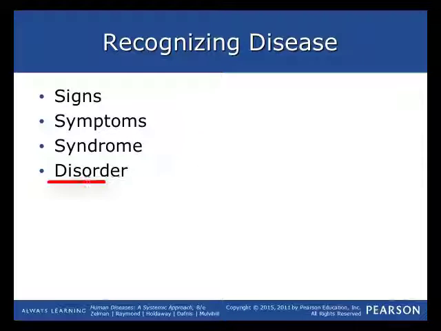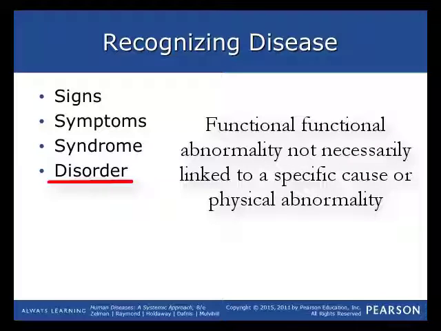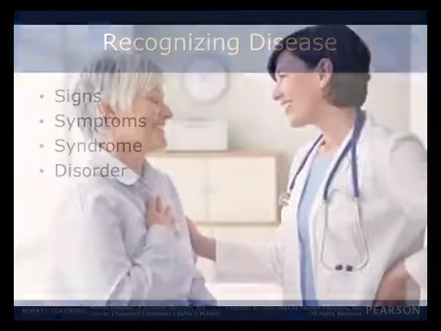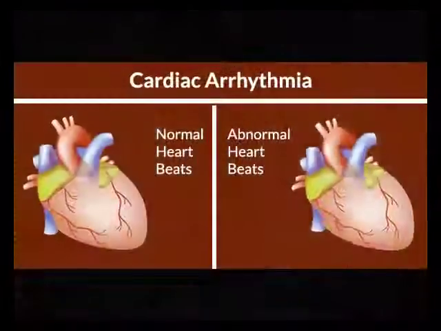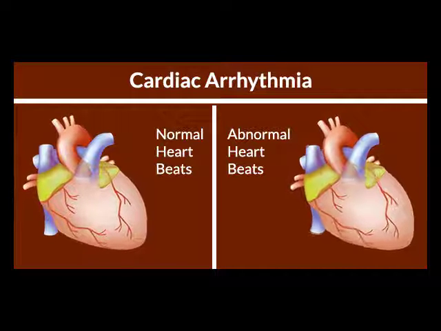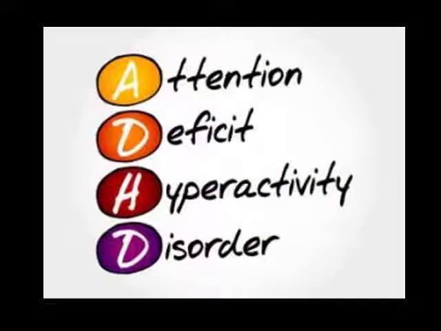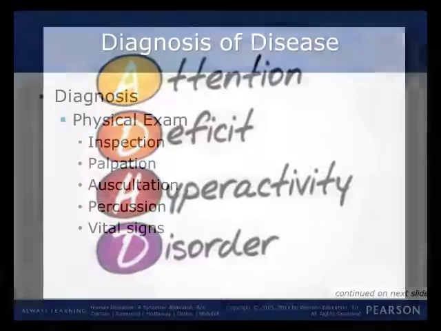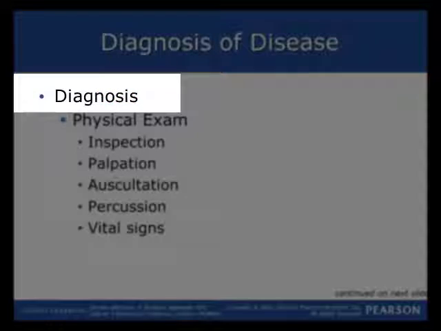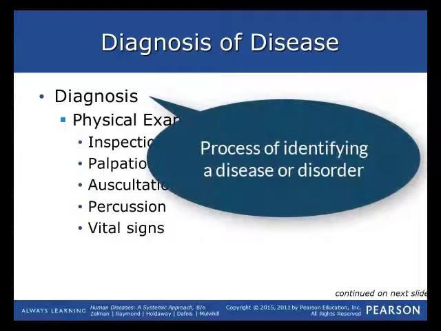A disorder is a functional abnormality. It's not necessarily linked to one specific cause or physical abnormality, but it can indicate a specific disease or even not so specific disease. So something like a heart arrhythmia, for example, that's a disorder, but it can be caused by a number of different things. Disorders are used a lot in mental health and behavioral disorders like attention deficit hyperactivity disorder, ADHD, and other behavioral disorders. The term diagnosis is the process of identifying a disease or a disorder.